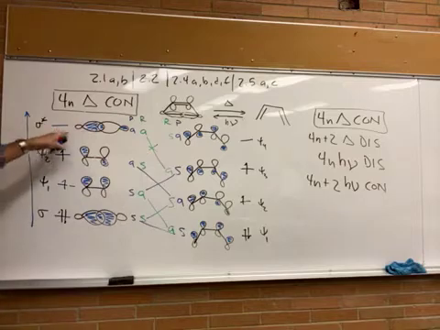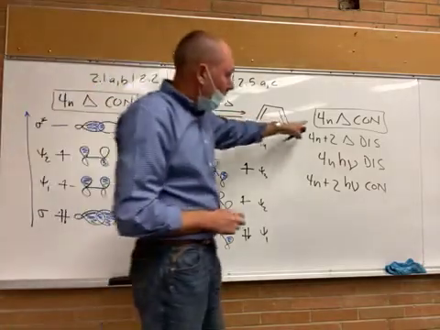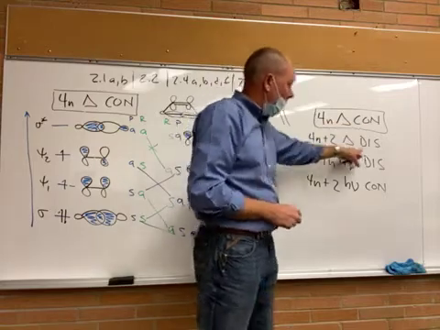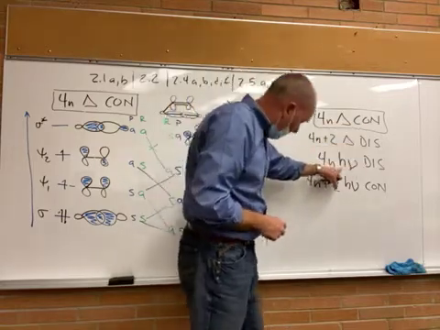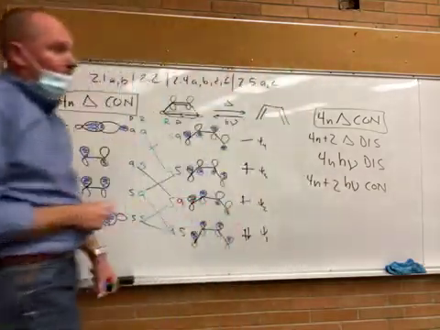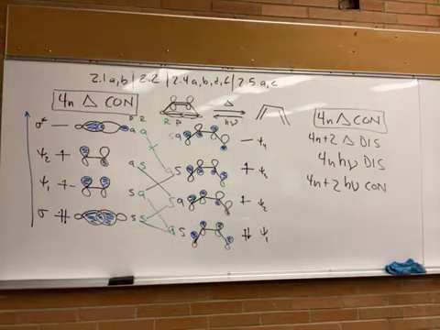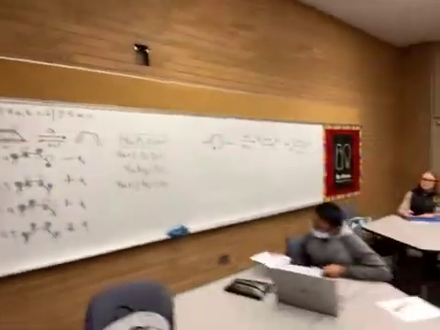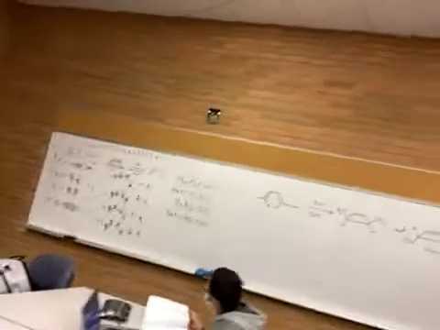So that's how we actually derive the 4 rules: 4N thermal con, 4N plus 2 thermal dis, 4N photochemical dis, 4N plus 2 photochemical con. Okay? Now, it's your turn. Let's take the rules and see if you can predict the product.